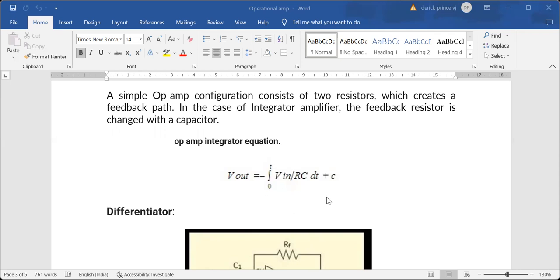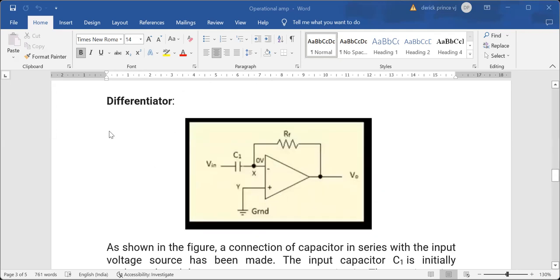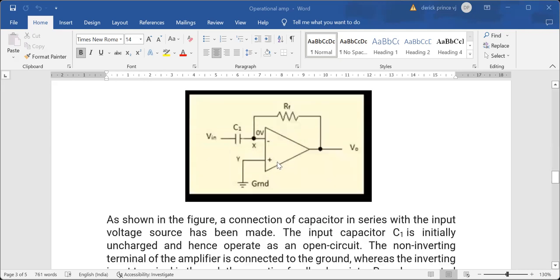This is the formula for the integrator equation. Next is the differentiator. The differentiator op-amp consists of an input capacitor and a feedback resistor. This is a CR network circuit.